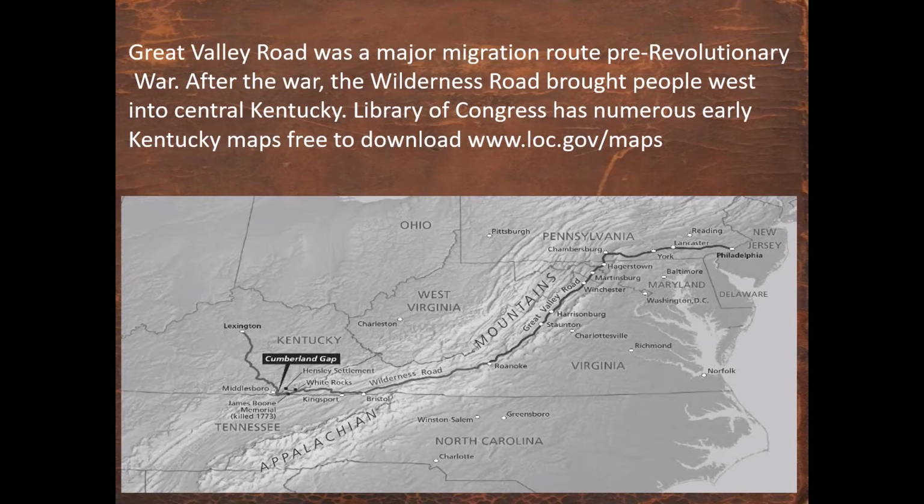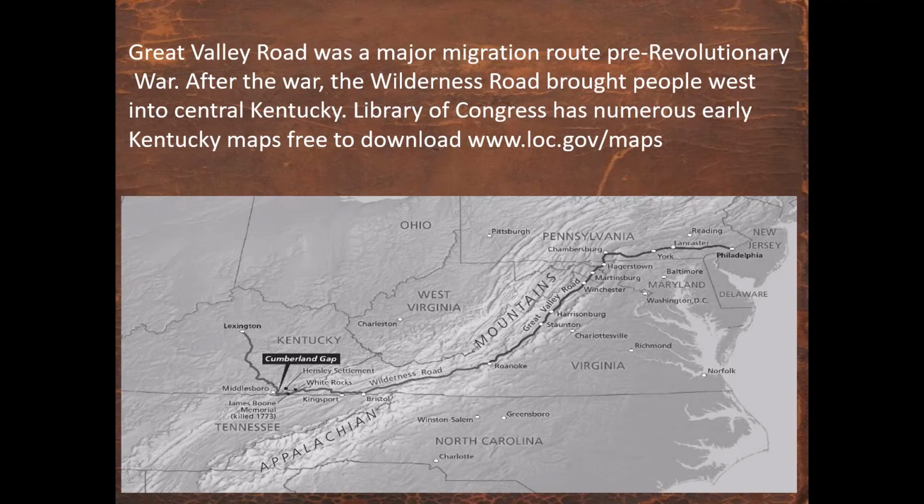But the Great Valley Road, if you had ancestors in Pennsylvania, or you had them in Maryland, and all of a sudden a generation later, right about the time of the Revolutionary War, they're showing up in Charlotte, this is how they would have gotten there.